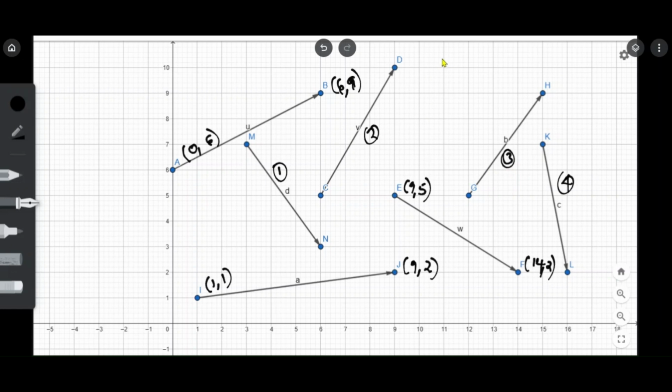So this is the instruction: find the equation of line 1, 2, 3, and line 4. So we have them here, line 1, line 2, line 3, line 4.